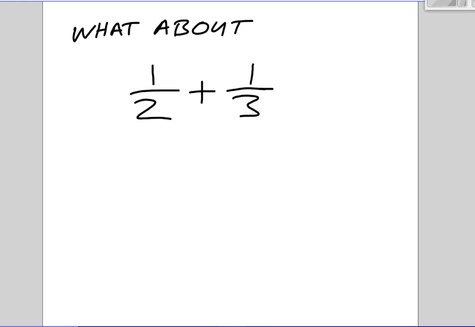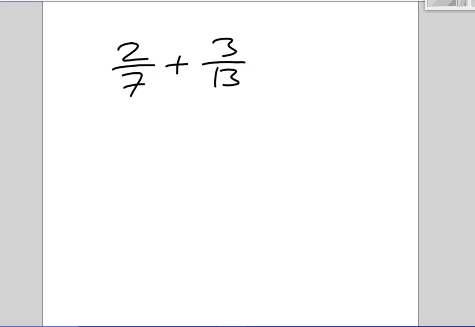But what if you get something like this, where the bottom numbers are different, like a half and a third? Oh, and some of you are going to say, well, that's 2 over 5, or whatever it is. Some of you who paid attention in school, well, you might get the right answer. But we can think about this in kind of roundabout ways. So let's have a think about it. And even that one, 2 over 7 plus 3 over 13. What could that possibly be? But we'll deal with both of them.